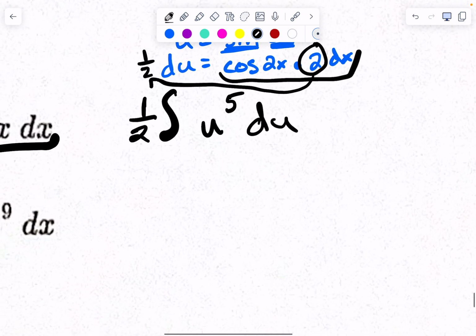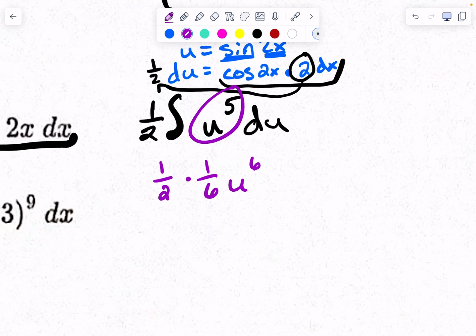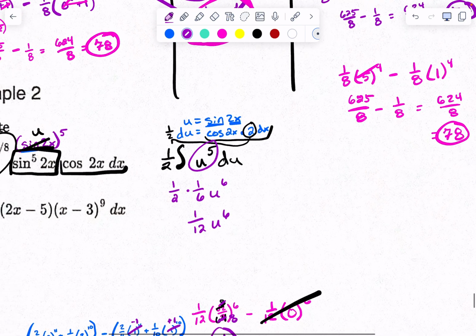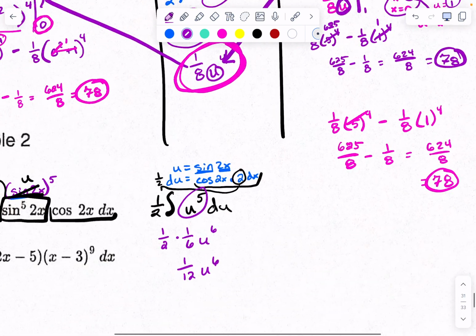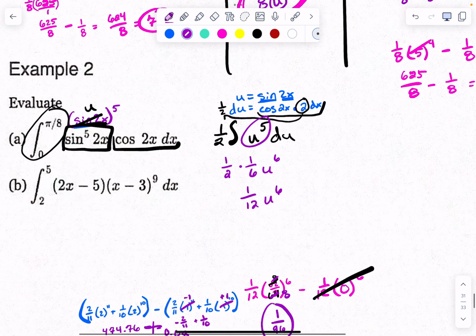Okay, and now I do my antiderivative. So 1/2 times this becomes 1/6 u to the sixth, and that's my antiderivative. So I've got 1/12 u to the sixth power. Then when we did this yesterday, the other guys liked method 2, where you're doing a little bit less work. And so I'm going to switch my limits.